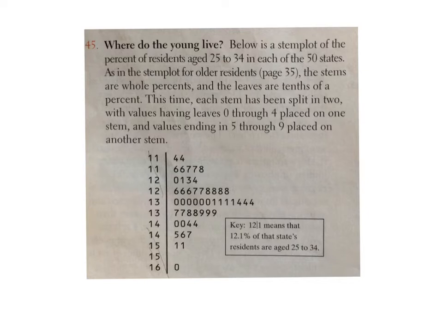Now, why do we split these stems here? Right? 11, 11, 12, 12. Well, there's a lot of numbers here. So if we didn't split them, if we just did 11, 12, 13, 14, 15, 16, it wouldn't give us a really accurate representation of what the shape of the graph is. It would be very narrow. So that's why we split them, to get a better view of what the shape of the graph is.